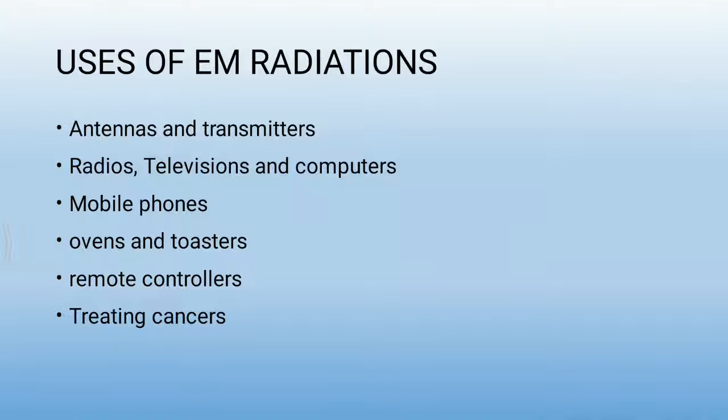Uses of electromagnetic radiations. There is a wide range of uses for these radiations, like antennas and transmitters. They are used in radios, televisions, and computers, as we have discussed now, and also in mobile phones, microwaves in micro ovens and toasters, remote controllers, and also gamma rays are used in treating cancers.